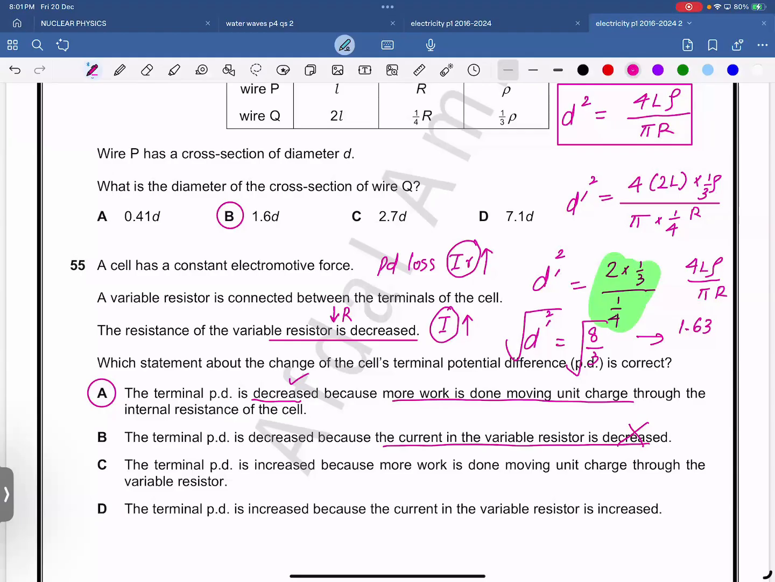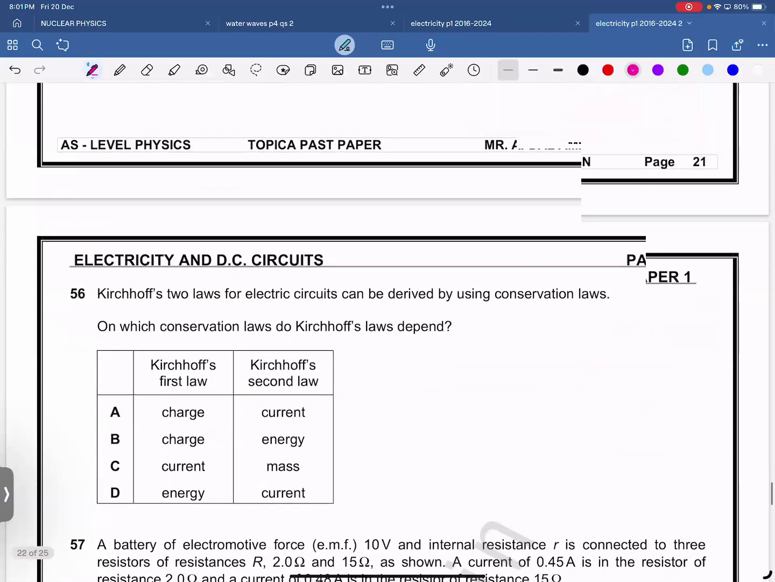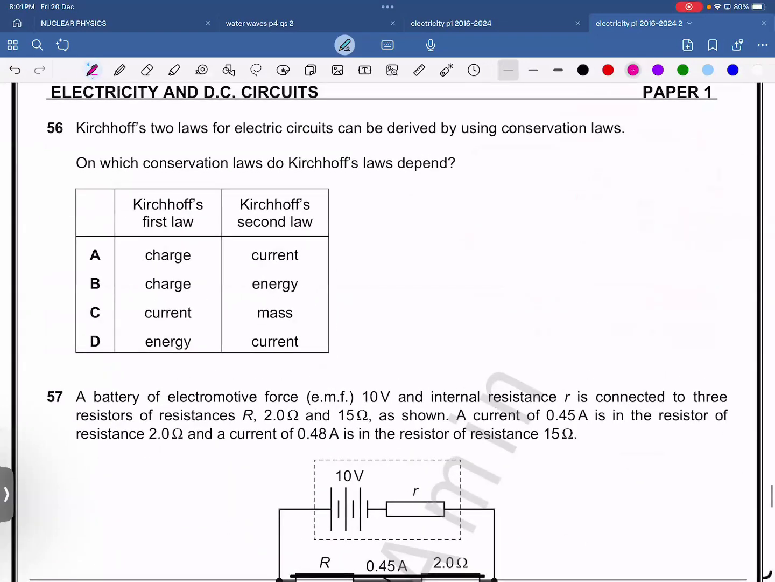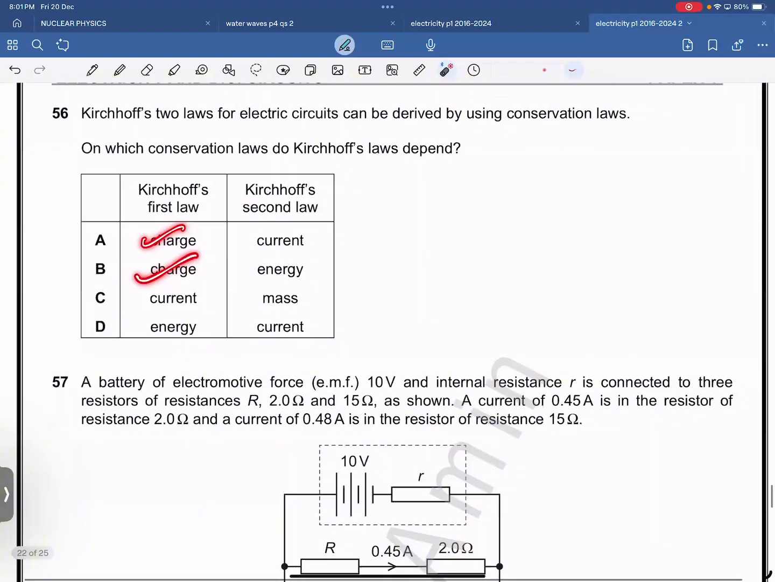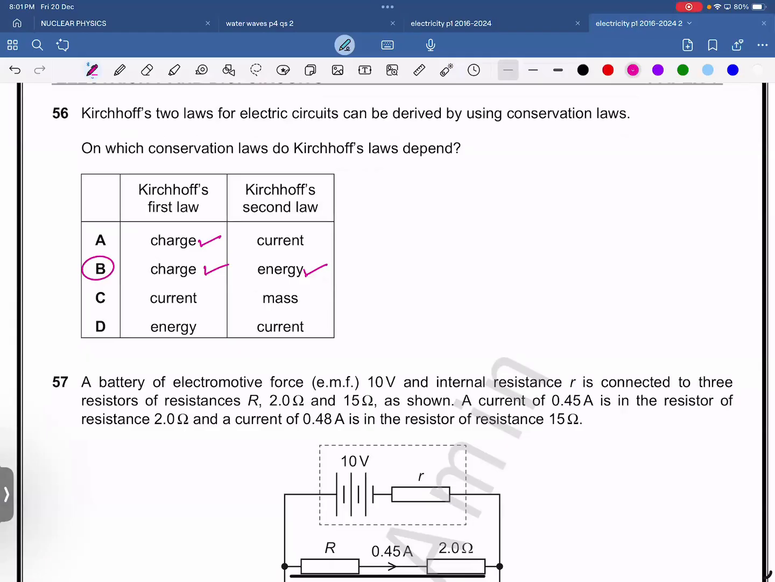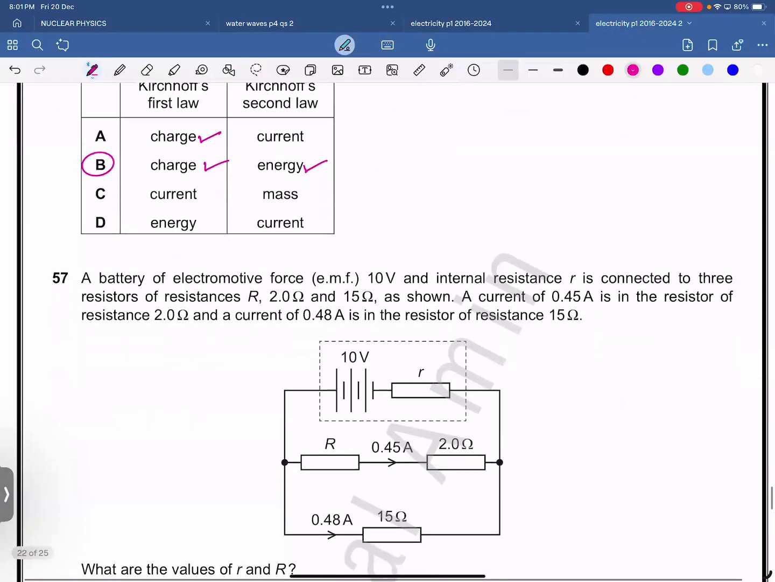Question number 56. Kirchhoff's two laws of electricity can be derived from using conservation. The first law is charge, second law is energy. Easy question, 56.